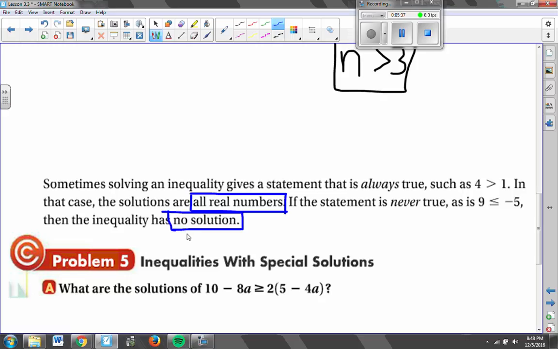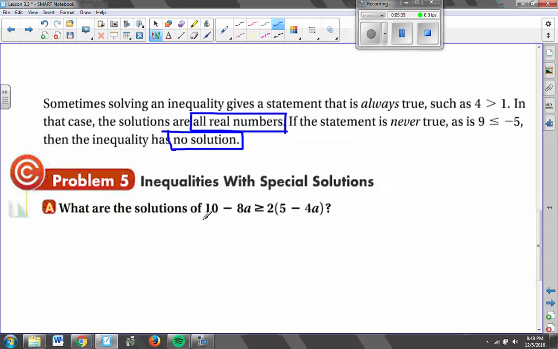For example, we have this inequality here. 10 minus 8a is greater than or equal to 2 times (5 minus 4a). Well, the first thing I see I have to do is use the distributive property on the right-hand side. Distributing this will get rid of the parentheses and allow me to then move my variables to one side, my numbers to the other. Okay?